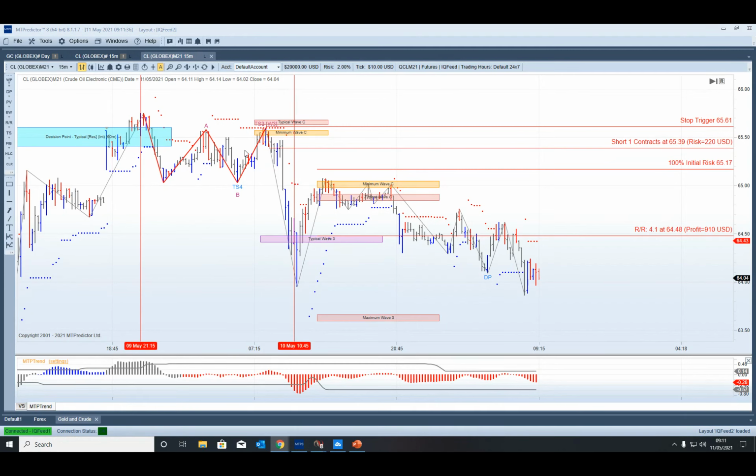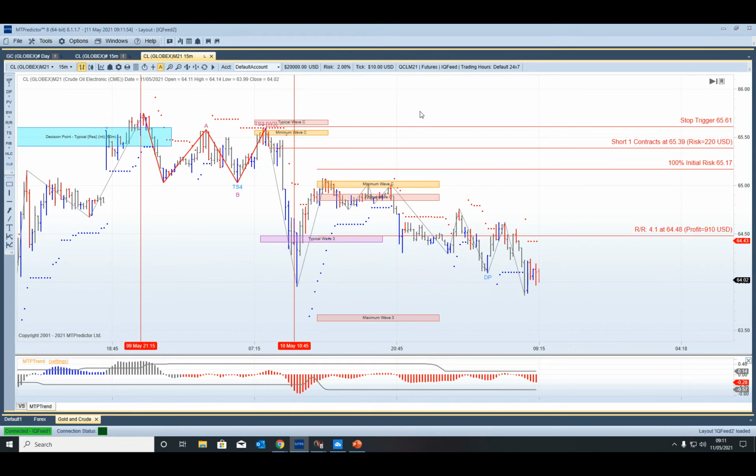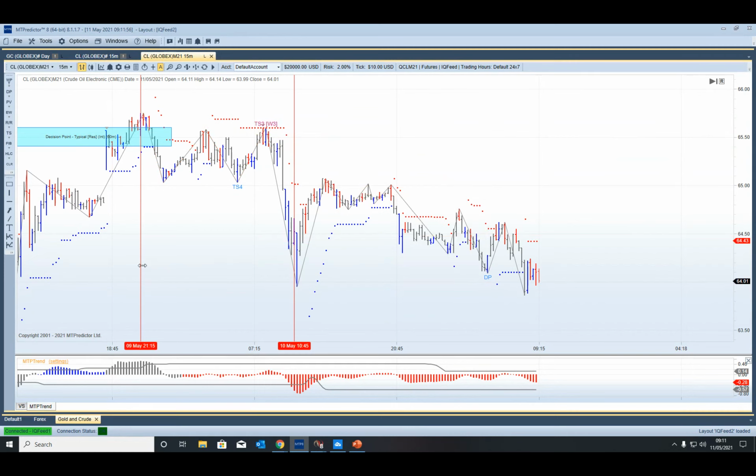And hopefully you can see here, this was another good example of our W3 or Wave 3 trade setup that unfolded again on a 15-minute chart of crude oil. So if you trade crude, a nice little trade there for you. Just take these off so they don't hang around when I've closed the chart.